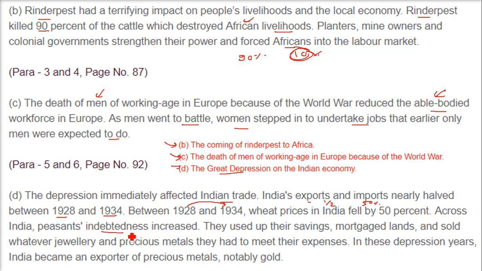That is, they had taken loans, so the indebtedness increased. They used up their savings, mortgaged lands, and sold whatever they had, like jewelry and precious metal. They had to meet their expenses. So in these Great Depression years, the economic depression years, India became an exporter of precious metals, notably gold.